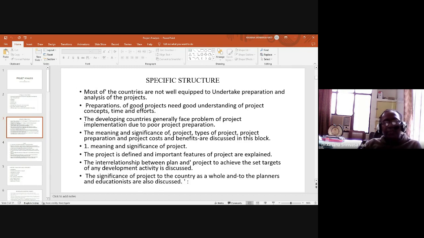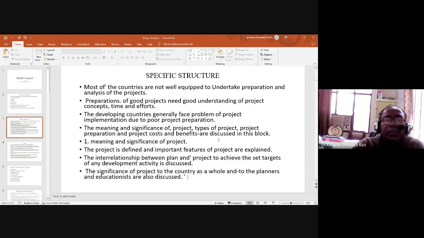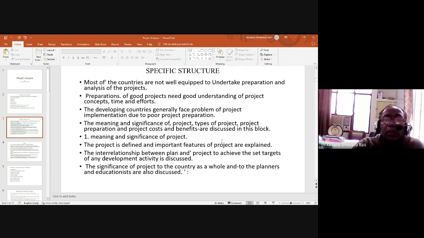The interrelationship between plan and project to achieve the set targets of any development activity is discussed. The significance of project to the country as a whole and to the planners and educationists we can also discuss. Okay.